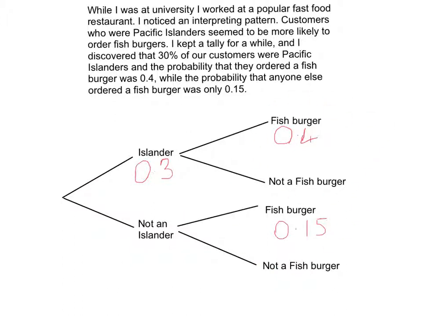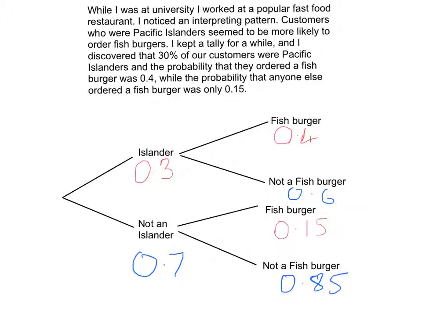Once we know if they're an islander or not, we know what the probability is of them ordering a fish burger. Now in each one of these branches, so like this branch here, and this branch here, the probability has to add up to 1. So we can fill in the rest of this. There's a 0.7 probability of them not being an islander. If they are an islander, there's a 0.6 probability of them not ordering a fish burger. And if they're not an islander, it's 0.85.